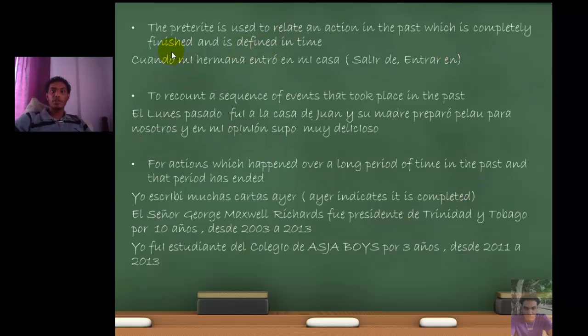The preterite is used for the following: something that has been completely finished and defined in a definitive time. So, cuando mi hermana entró en mi casa, when she entered into my house. Just a little note: salir de and entrar en. Every time you're leaving, you salir de, so it's a preposition that must follow. And entrar en, you enter into.